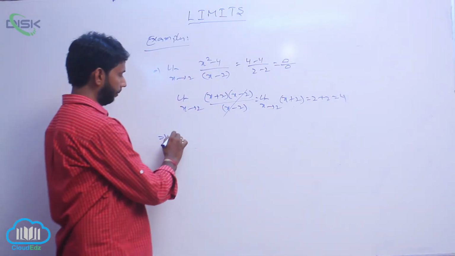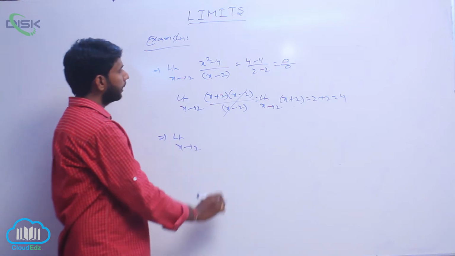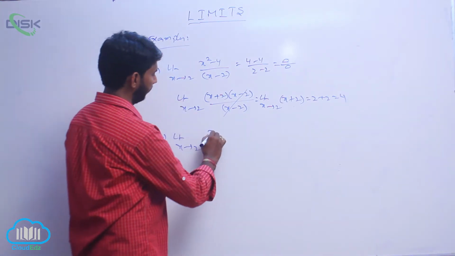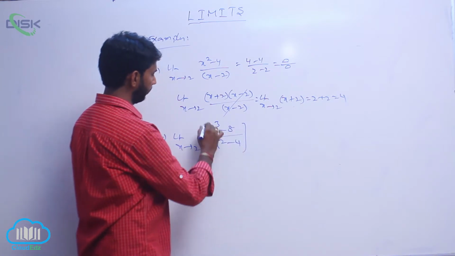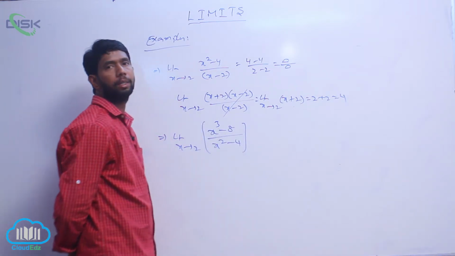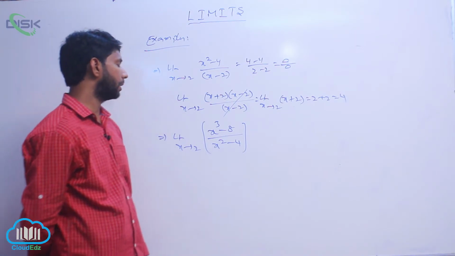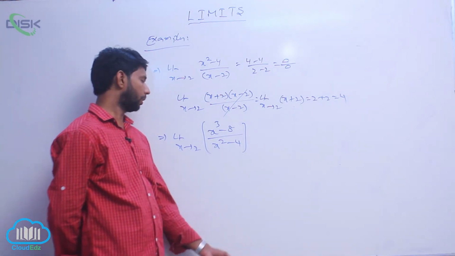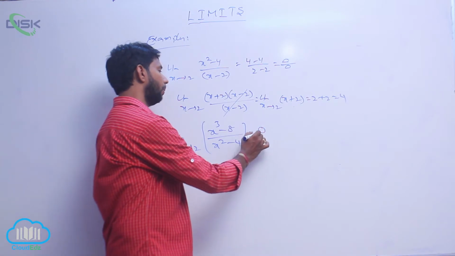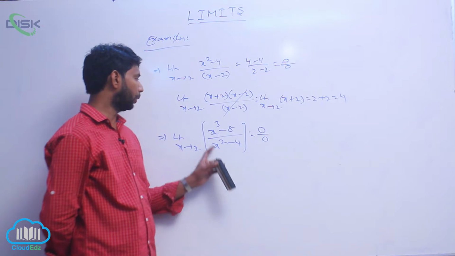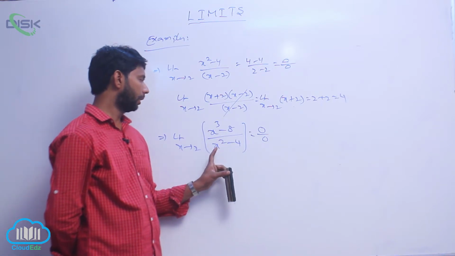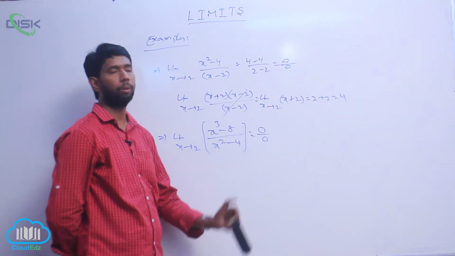And next one, limit x tends to 2, x cube minus 8 by x square minus 4. Substituting the limit, it is also in the form 0 by 0: 2 cube is 8, minus 8, by the denominator 4 minus 4. This is also in the form 0 by 0.